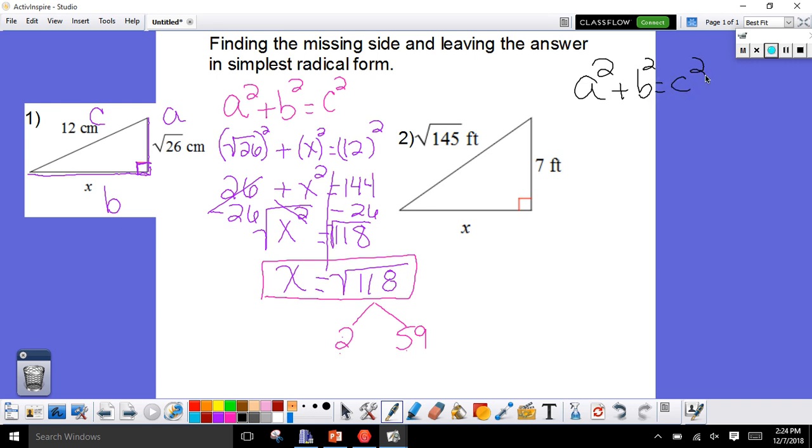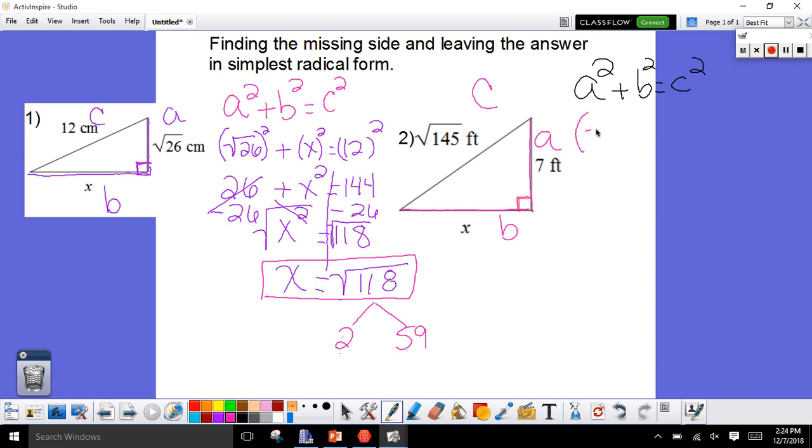Step 2, I'm going to label my triangle. I know that A and B are going to be touching the 90-degree angle, so I label them A and B. My C is always the biggest side and does not require touching the 90-degree angle because it's the hypotenuse. So I'm going to substitute now.